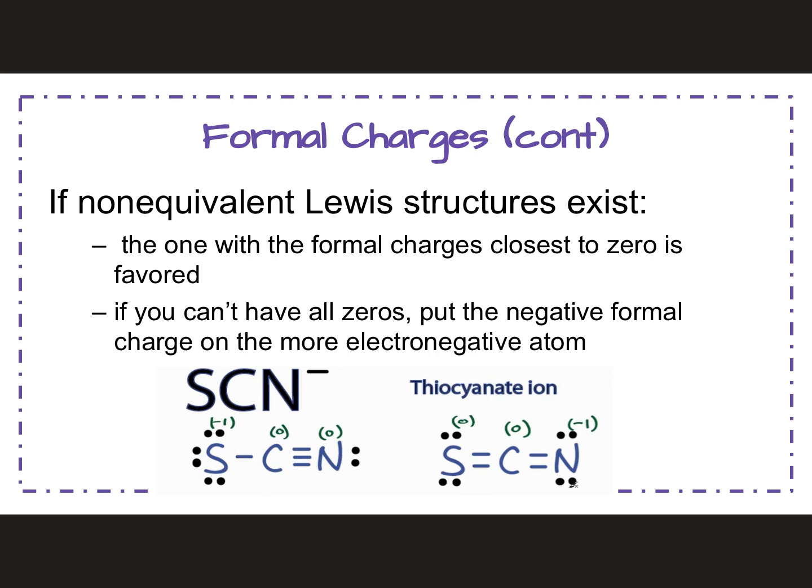If you can't have all zeros in your structure, then your next choice is going to be to put the negative formal charge on the more electronegative atom. That means farther to the right side of the periodic table. In this case, we've got a -1 charge on sulfur on the left side, and on the right side, we've got a -1 charge for nitrogen. Nitrogen is the more electronegative atom, so that's the atom that should be carrying a negative.